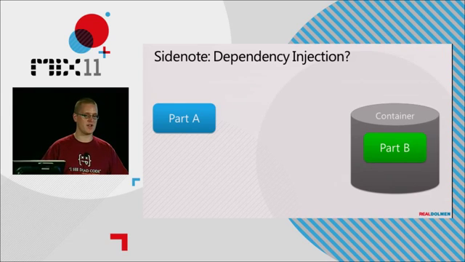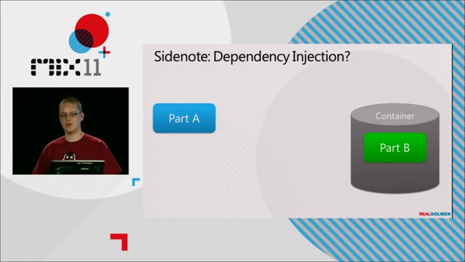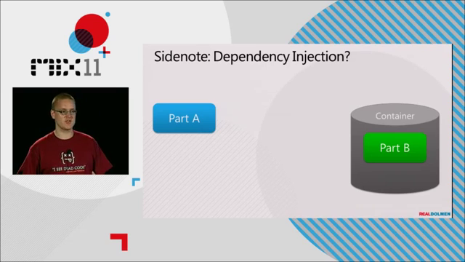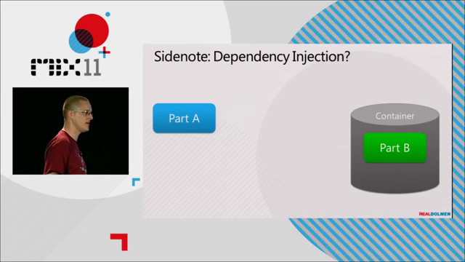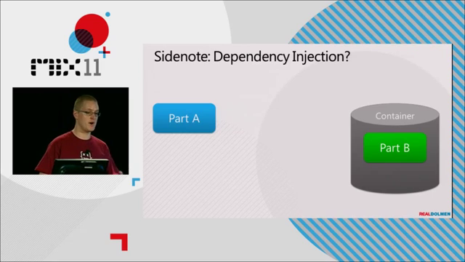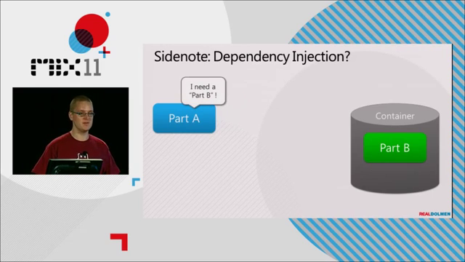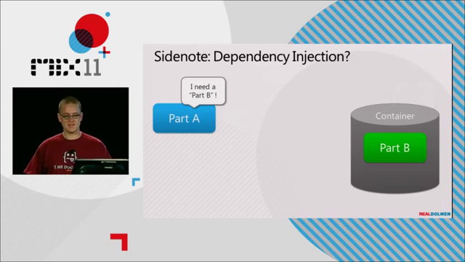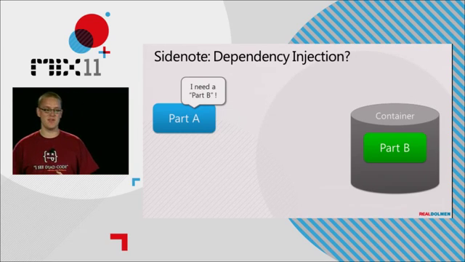And they all work well for you. So you're not really in charge of providing the part B to part A. The injection container will take care of that. So if you have part A, and part A again needs part B to be available, it will ask the container, do you have part B for me?